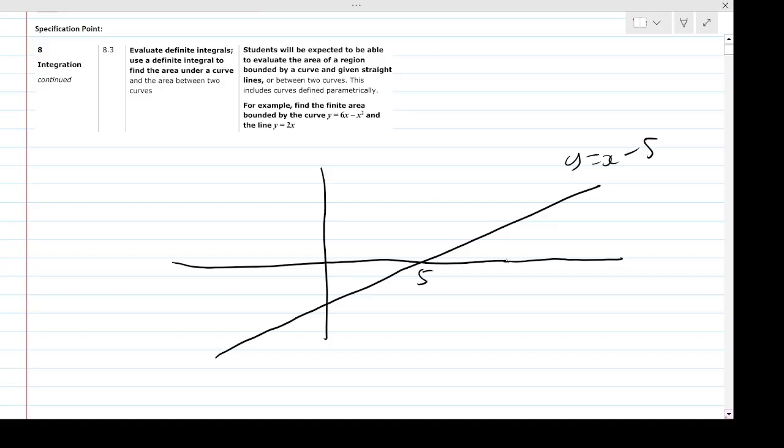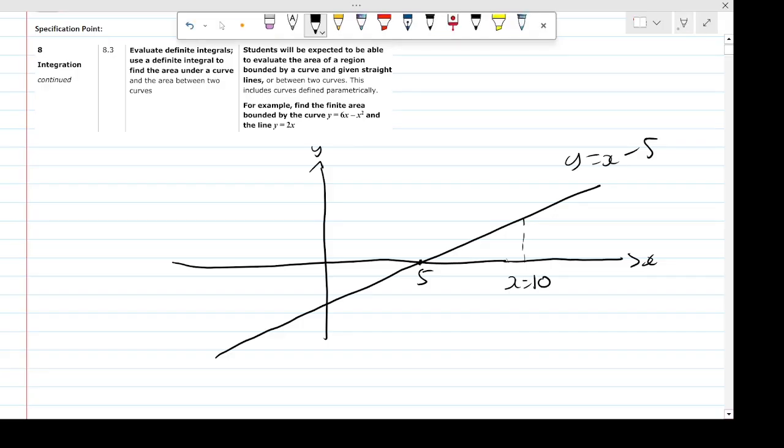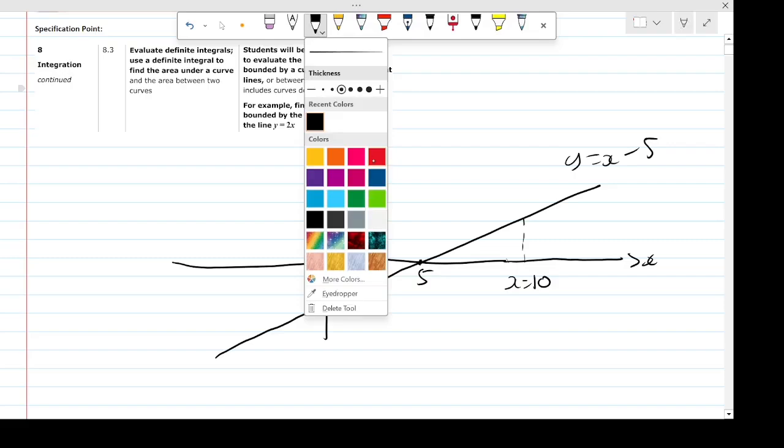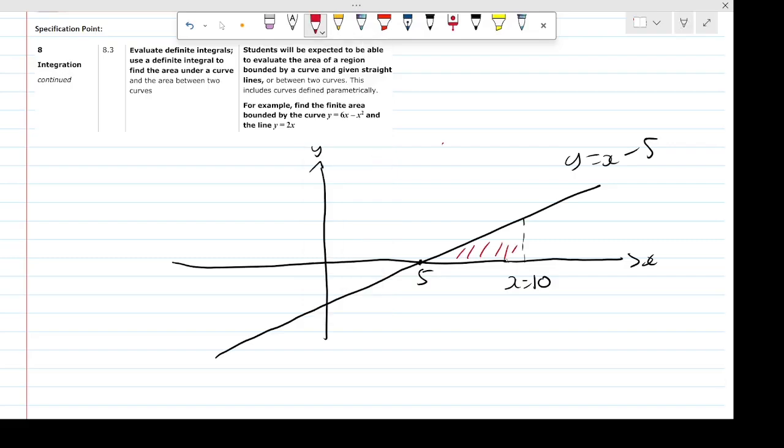So 5 will be there, the root, where it intersects the x-axis. What I'm going to ask first is, if I want to find the area between x is 5 and, let's say, when x is 10, what would the area be? If I do it in red, how would I find the area here between 5 and 10?